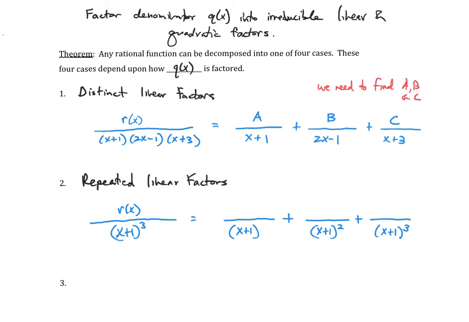Okay. Now you ask, what about the numerators of each of these 3 fractions? Well, the numerators could be different. So we're just going to put A, B, and C here. And again, we need to solve for what A, B, and C are.